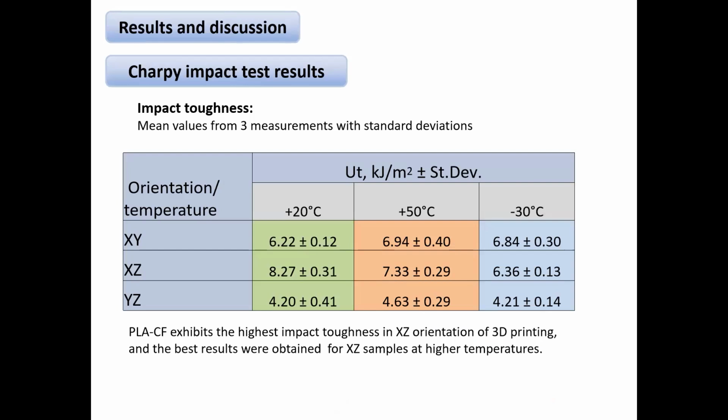And as a conclusion, comparing our material, the basic material PLA, with PLA with carbon fiber particles, shows that the highest impact toughness is in X-set orientation. But the best results in our experiment are at the highest temperature, about 50 degrees, in all three orientations. It means that kind of orange color in that.